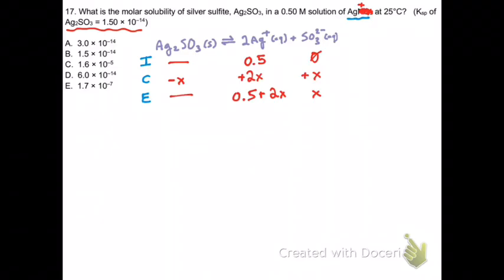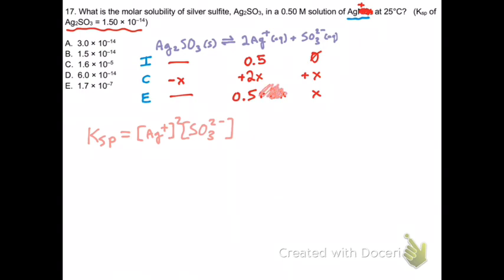All right, so now we're going to write out our equilibrium expression. That's pretty classic. So our KSP is going to be equal to our silver concentration squared times our sulfite concentration. Remember, solids do not go into this equation. And now when plugging in values, compared to this 0.5 molar of silver present in the solution, will this 2X really make a difference? Well, the answer is no. So to make our calculation easier, we can just say this is negligible.